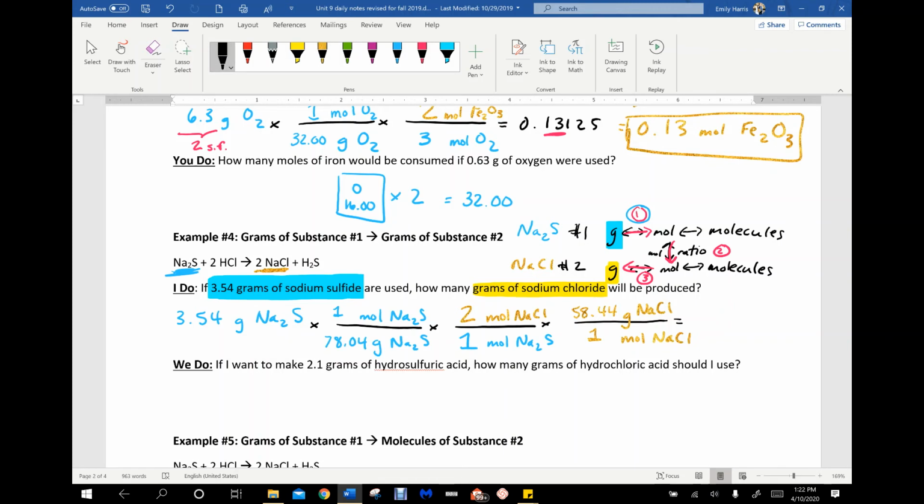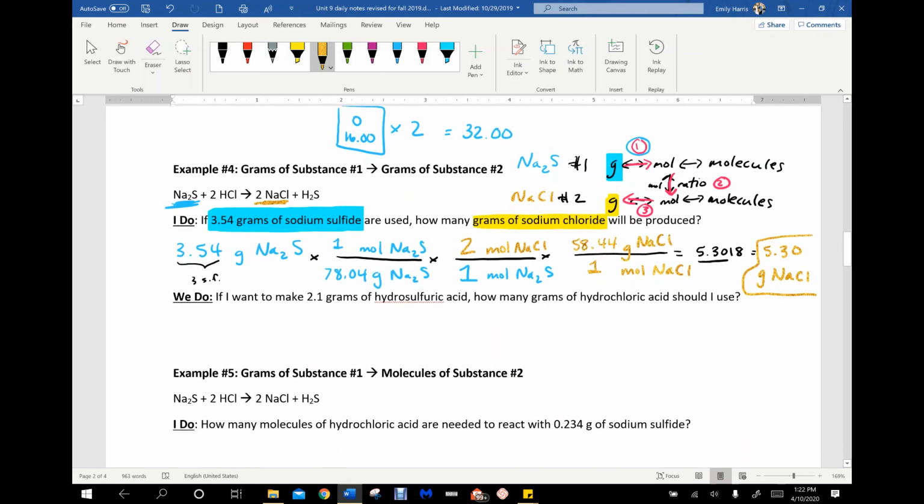So on my calculator, I'm seeing 5.3018. Now in my starting value, I only had 3 significant figures, which means that I should limit my answer to just 3 significant figures. So 5.30, the 1 makes me stay the same. So my final answer will be 5.30 grams of NaCl. Pencil that in there. All right.